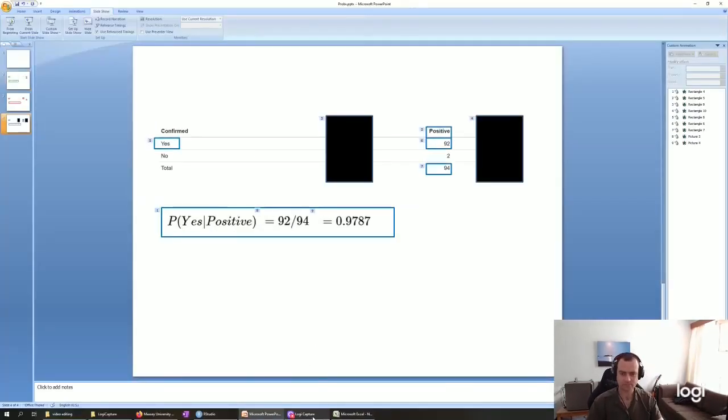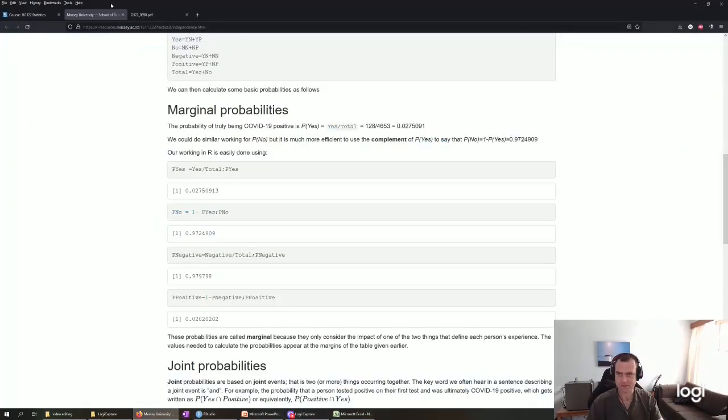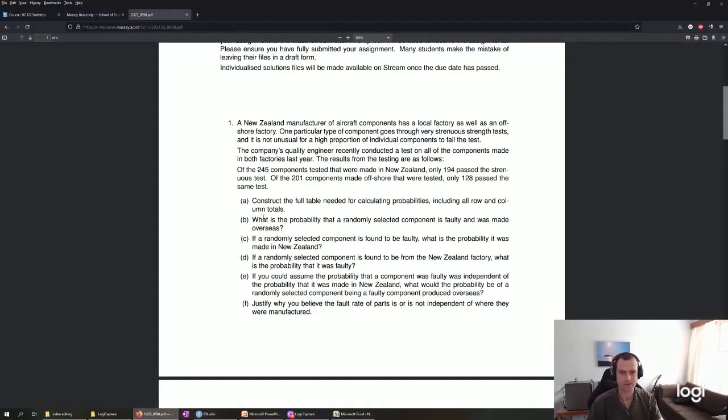Great. Let's try that out in the tutorial and see if we've got some others. Oh, let me just quickly see in the assignment. What sort of wording do they use here? So what is the probability that a randomly selected component? Well, that's presumably talking about something overall. It's not just one thing on its own. It's asking about faulty and overseas. It's asking about two things at once. So hopefully we'll be able to see what type of probability that is.